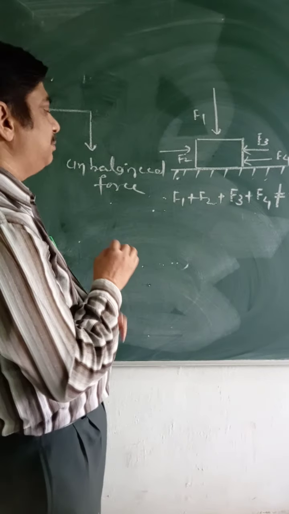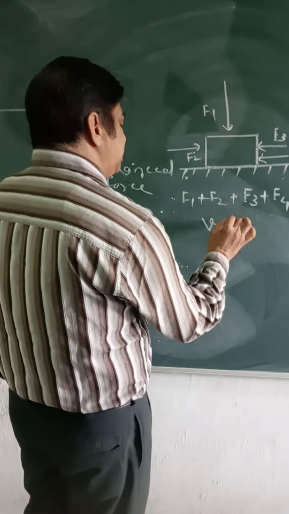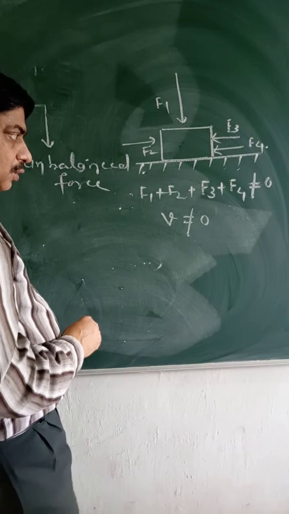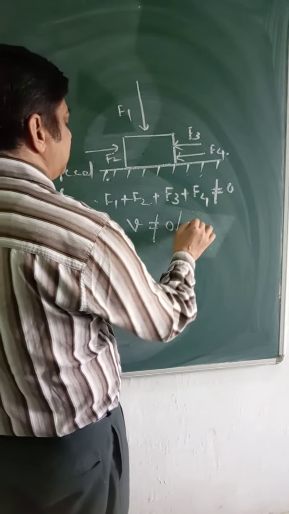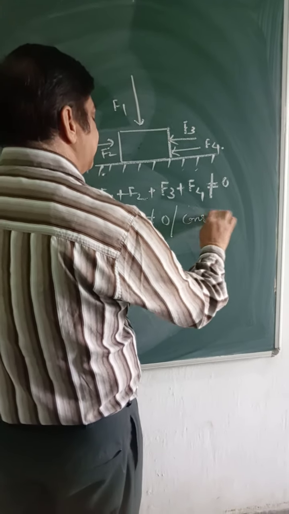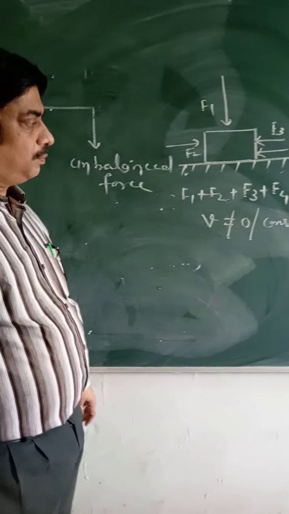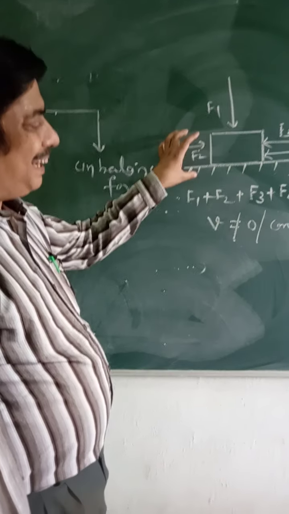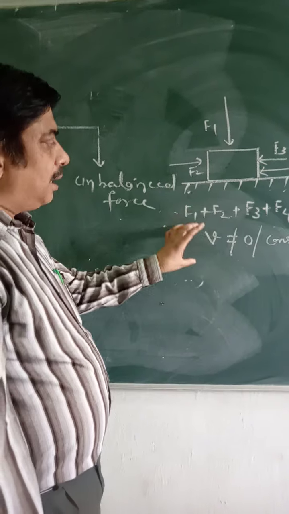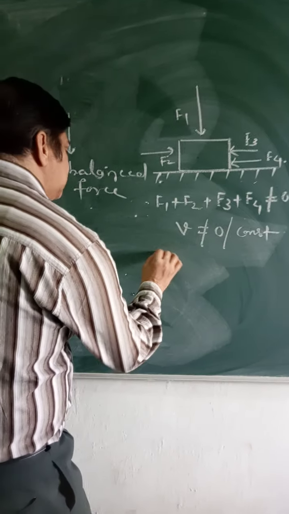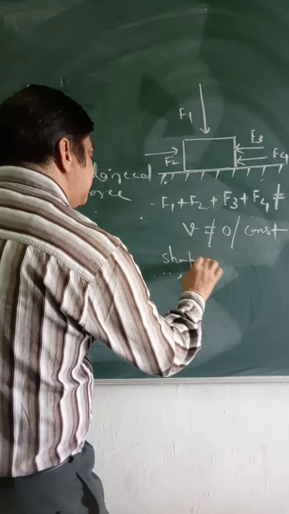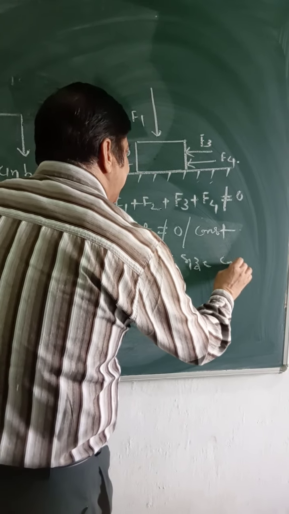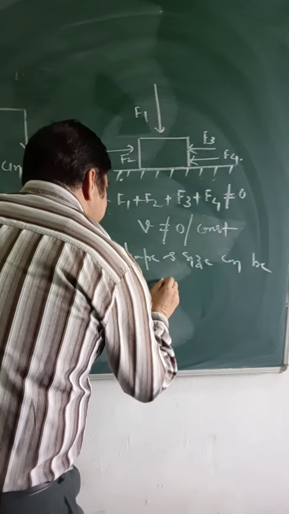And due to this unbalance, the velocity of that object is not equal to 0 or not constant, meaning there is a change in velocity. Maybe the body gets accelerated. Here also the shape and size can be changed.